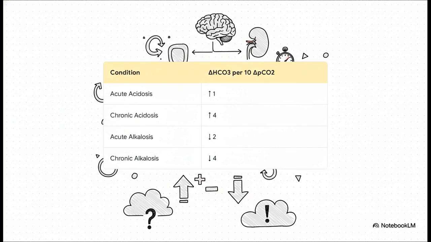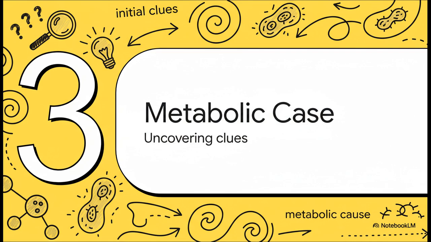So we check our patient's labs against this chart. If it matches, great, the kidneys are doing their job. But if it doesn't, well, that's a big flashing sign that there might be a second hidden problem we need to uncover.